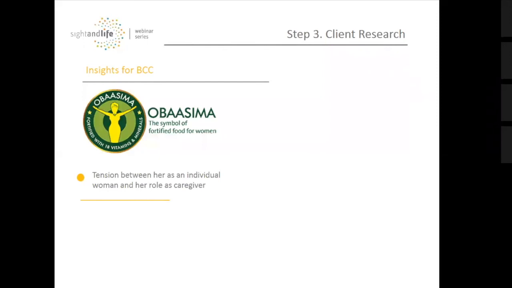The creative agency took this research insight to develop the slogan, "Love yourself, stay strong for your family." And they used the name Obasima for our campaign and our logo, which in Akan language means the woman of substance, or a complete woman. A woman who is more than a mother, a daughter, or a wife.